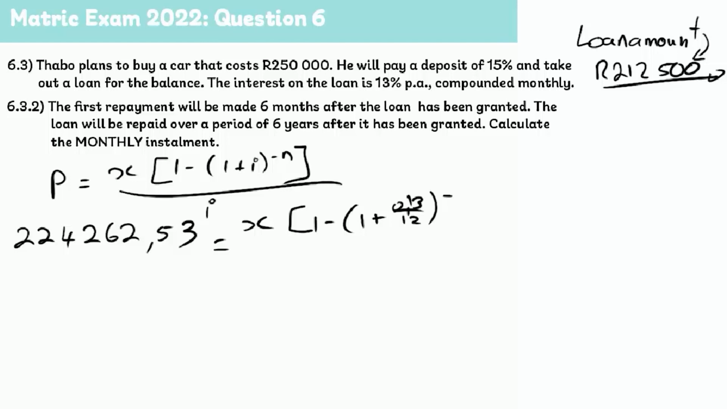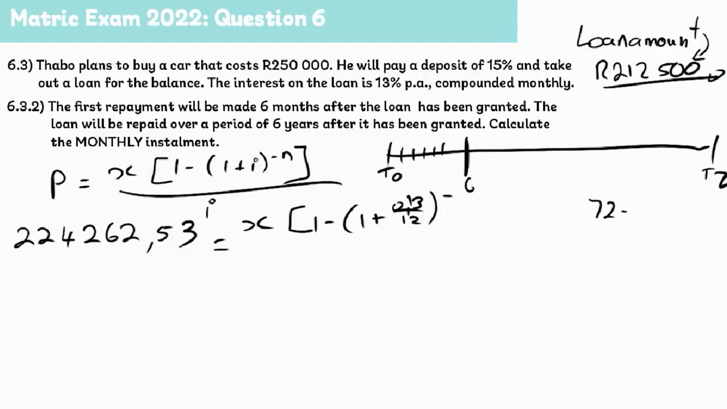Now here N is the number of payments. So let me just draw this again over here. So this was T0, this was T72. We go 1, 2, 3, 4, 5, and here at number 6 is where the first payment is going to be made. So to work out N, it's the last payment, 72, minus the first payment, which is 6, plus 1. And that equals N, therefore N is equal to 67. And then what we can put over here is 67. And then we have to put this all over the interest, which is 0.13 over 12.